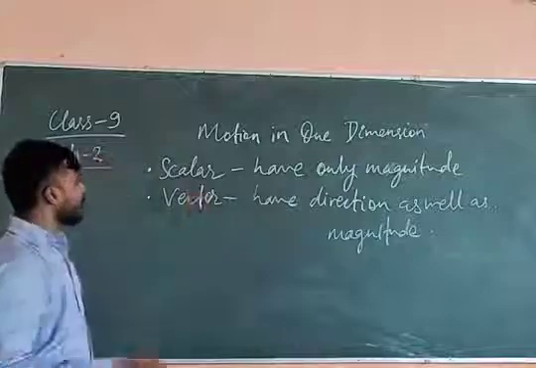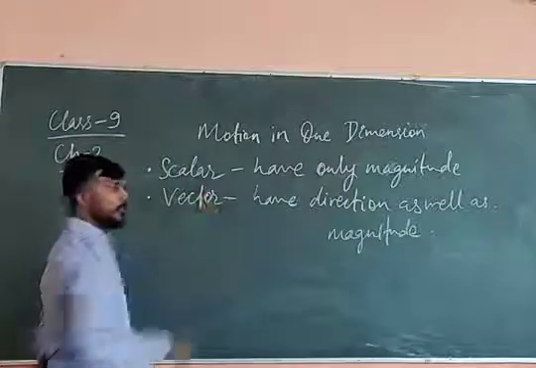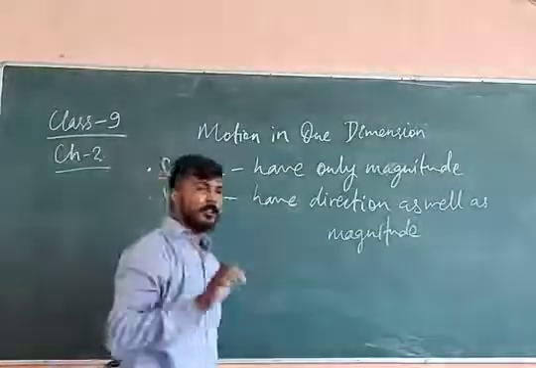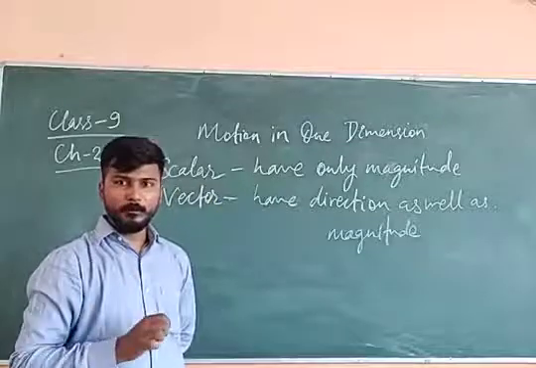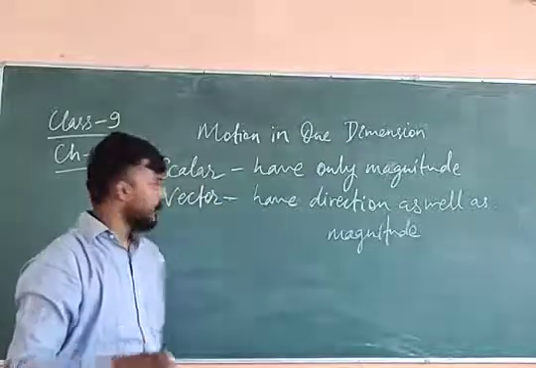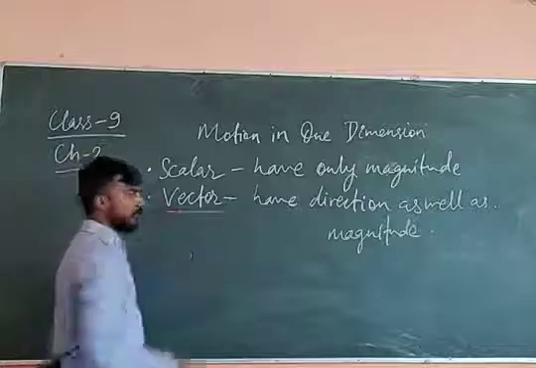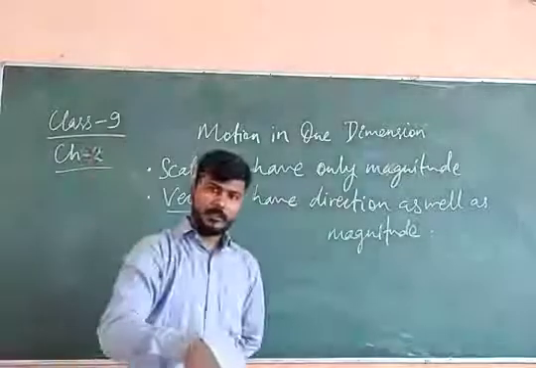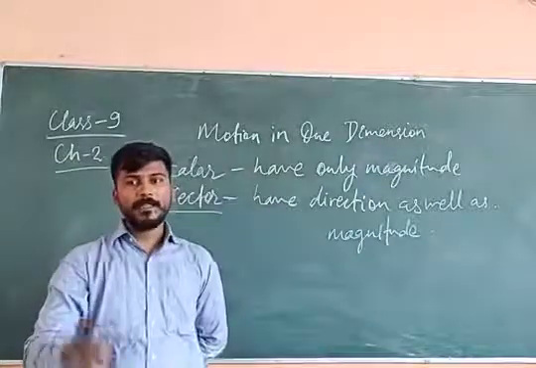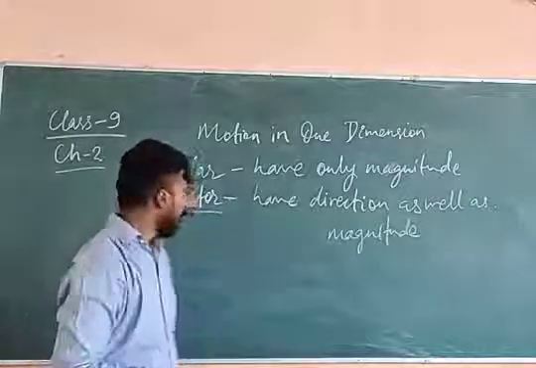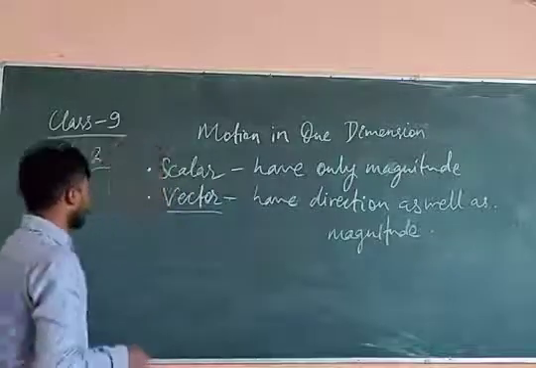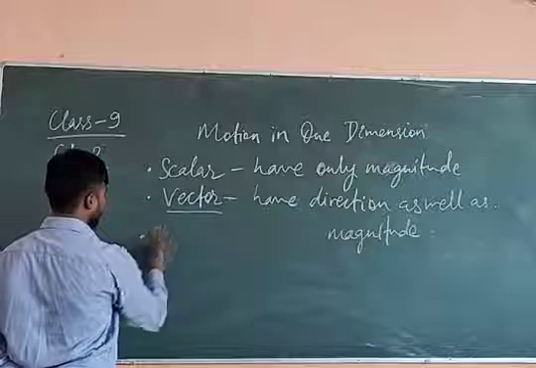Distance is a scalar quantity because distance has no direction, it has only magnitude. But displacement is a vector quantity because it has magnitude as well as direction. Clear? Next topic is distance and displacement.